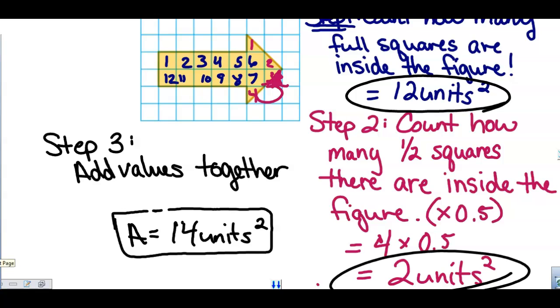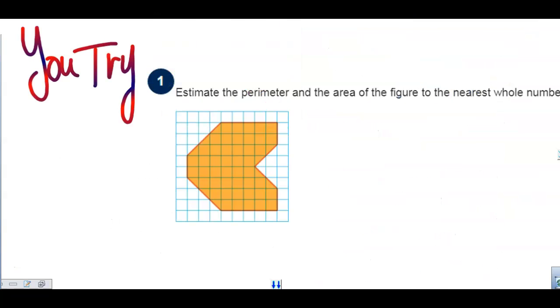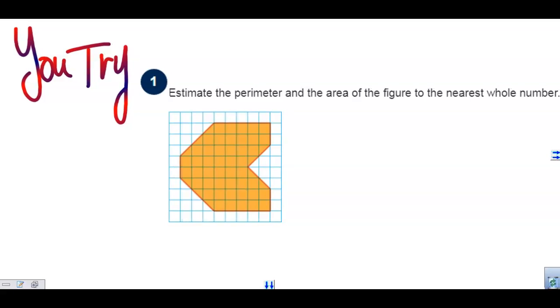Now we've discussed how to do area and perimeter given a grid. Why don't you give it a try? Pause the video, give this a try, and I'll be back with your answer.